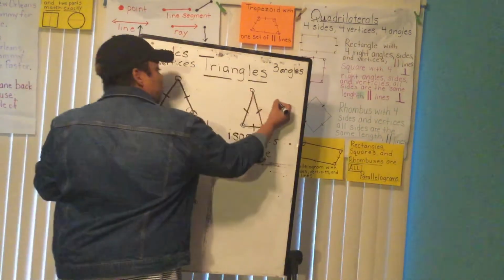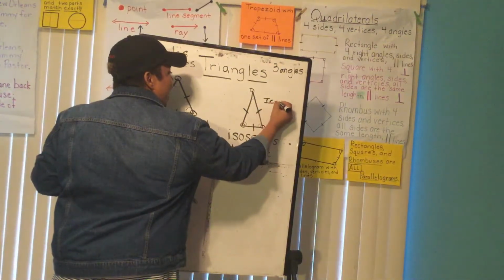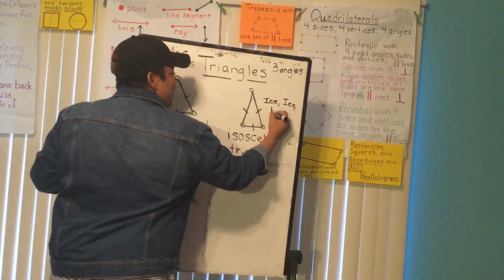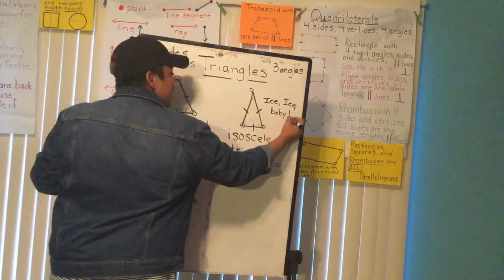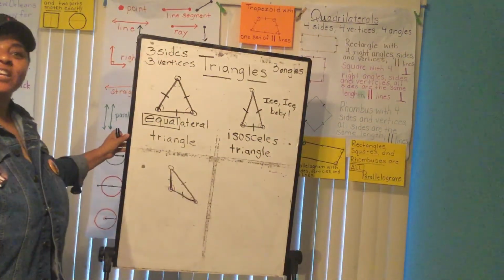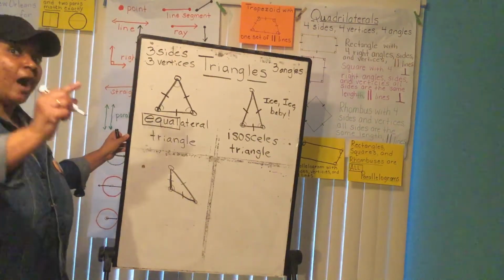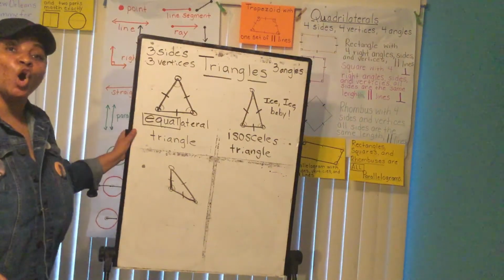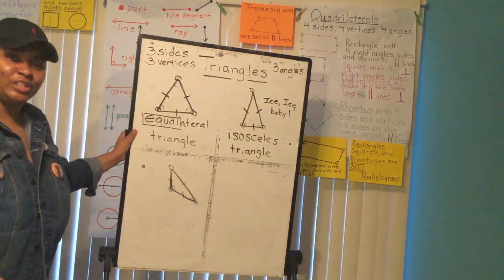Let me make a note up here and you do the same. Ice, ice, baby. That tells me that it is an isosceles triangle. Oh, but what if all the sides were the same? I'd have me an equilateral. Great job, Rockets.